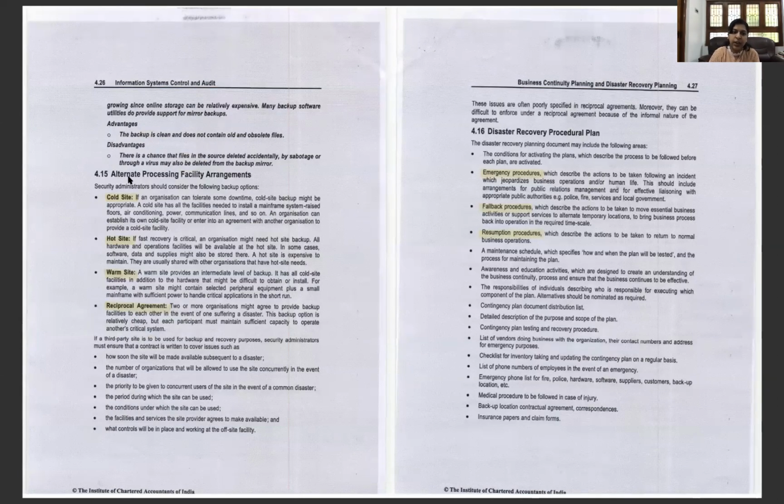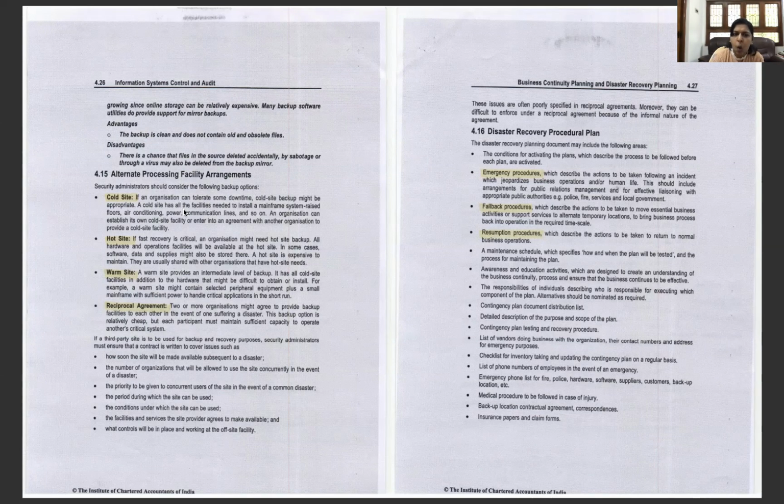Next, we have the alternative processing facility arrangements. Here we have cold site, hot site, warm site, and reciprocal agreement. So what is a cold site? If an organization can tolerate some downtime, a cold site might be appropriate. So if they have some downtime which they can tolerate, that is, the pain threshold is a bit higher, they can go for this cold site.